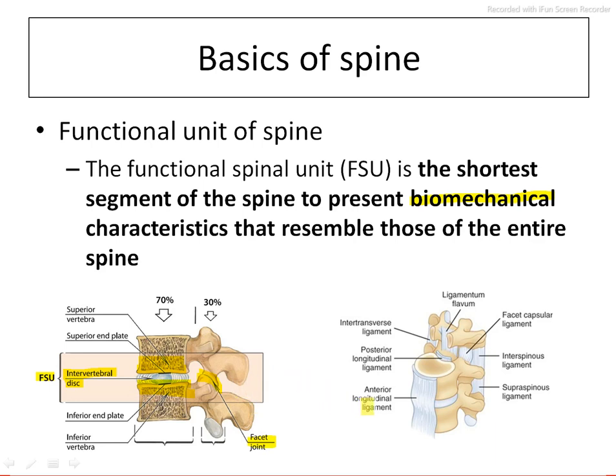However, different ligaments like the anterior longitudinal ligament, the posterior longitudinal ligament, and other ligaments also fall in this compartment and act as a functional spinal unit.